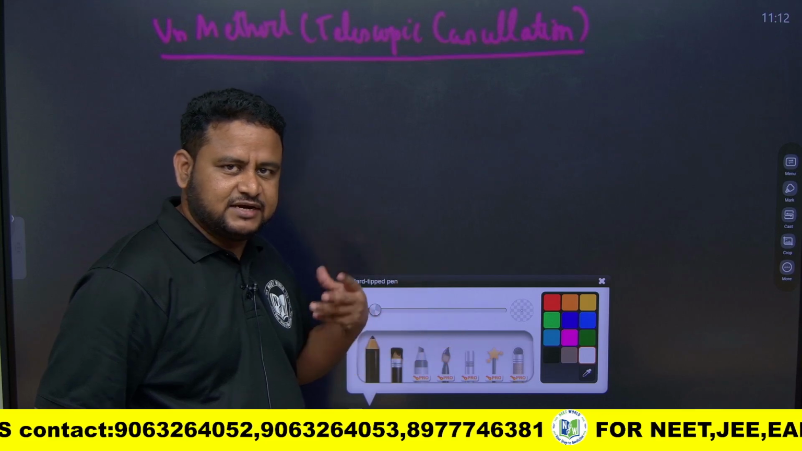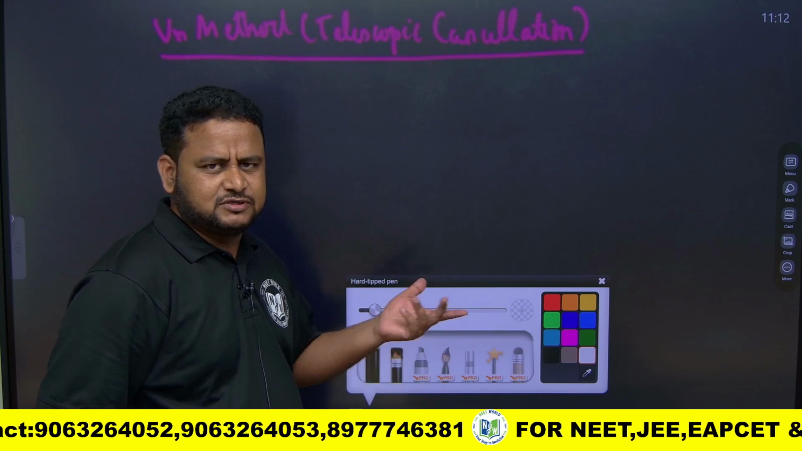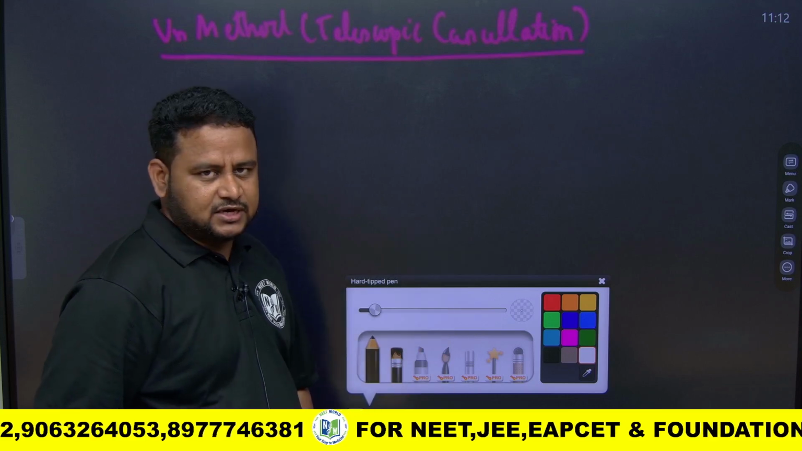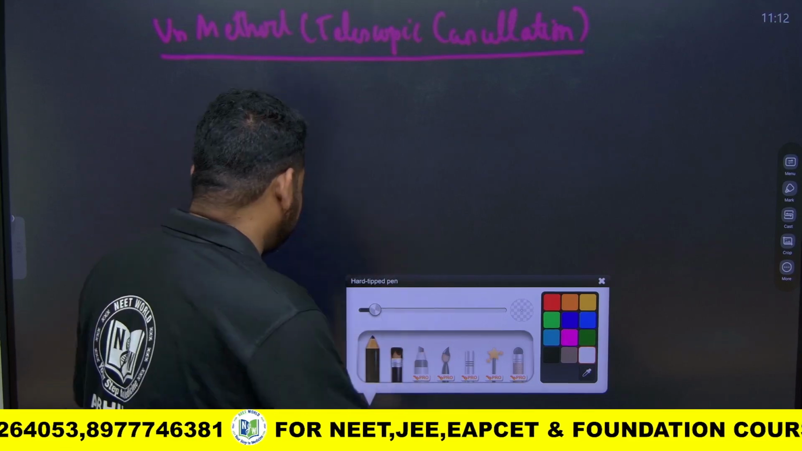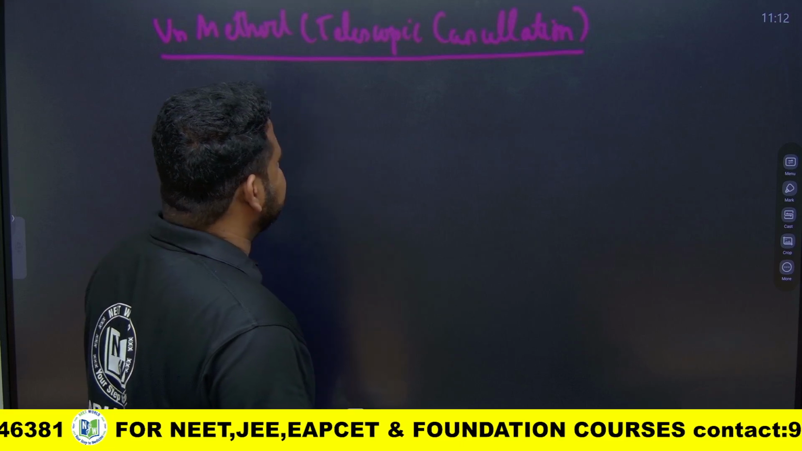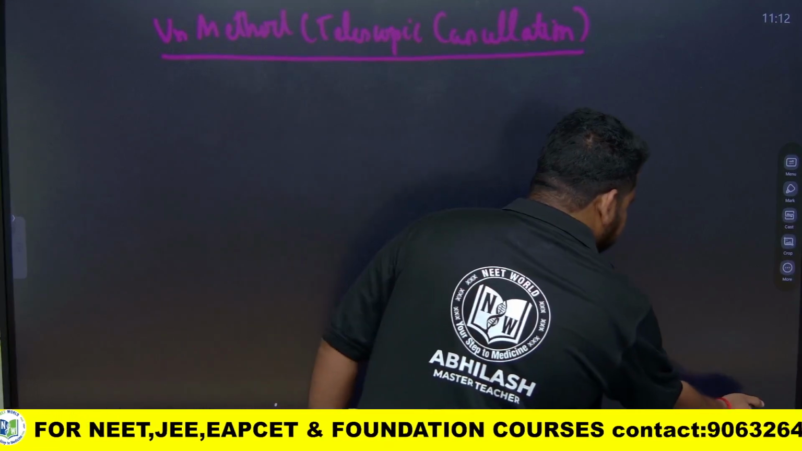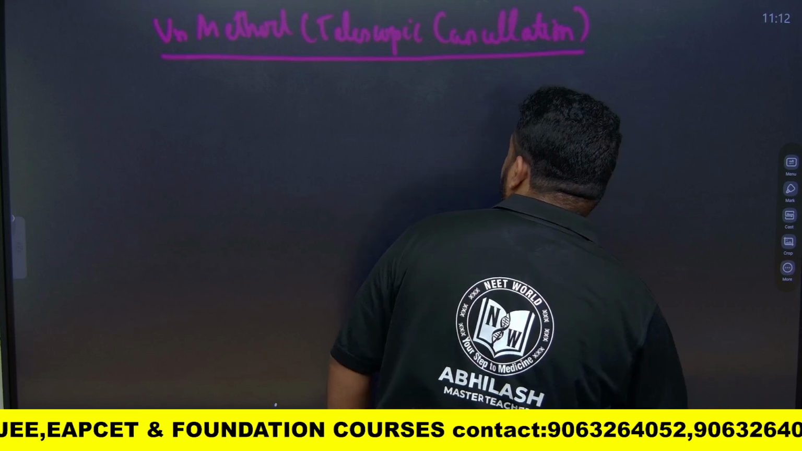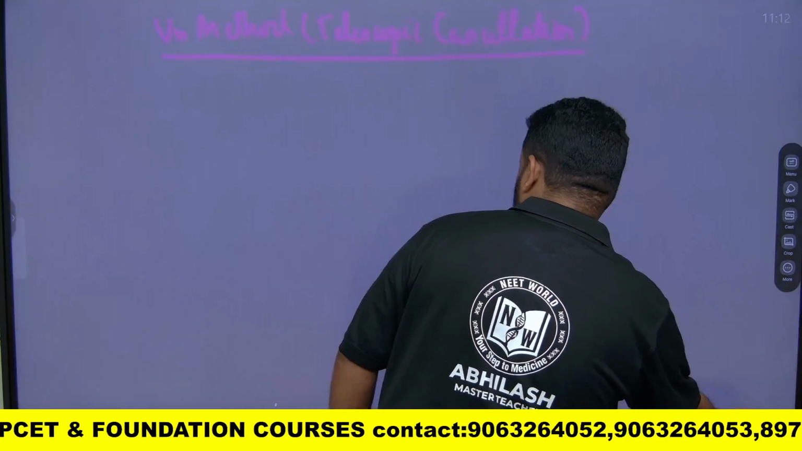In the last class I gave the introduction to harmonic progression. I think we solved one or two questions. We will solve the remaining questions and there ends this chapter of sequence and series. We will be ending it today. Now starting with the VN method, also called telescopic cancellation or telescopic series. I told you yesterday the definition of telescopic series. Now let us continue with that.